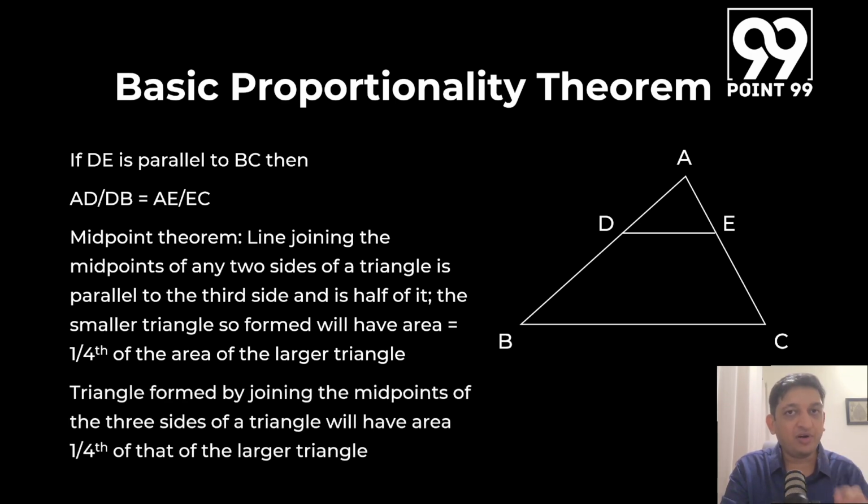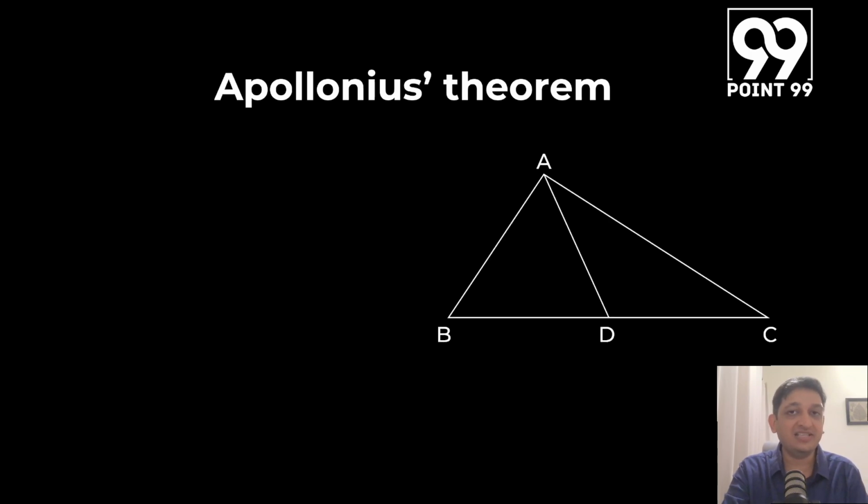Also, one very important thing which you can remember, if let's say D, E, F are the midpoints of the three sides of a triangle, triangle DEF will have area equal to 1/4 of the area of the original triangle. Also, in terms of the midpoint theorem, if D and E are the midpoints of sides AB and AC, triangle ADE will also be 1/4 of the area of the larger triangle. So just remember these facts.